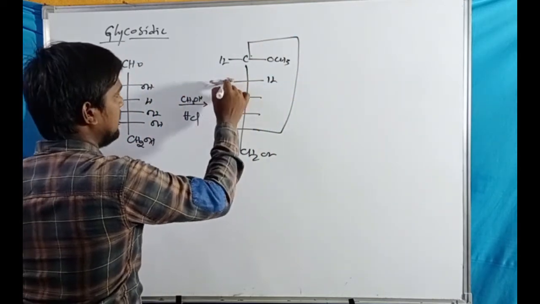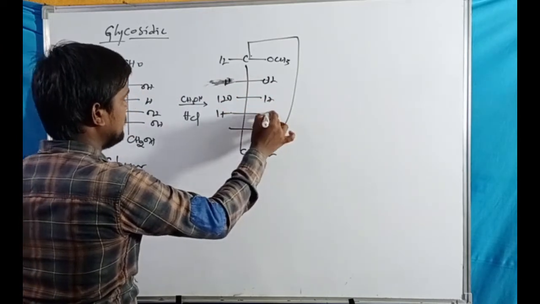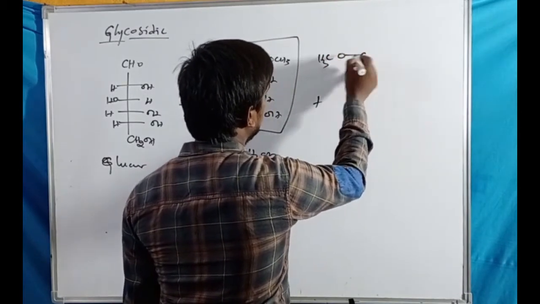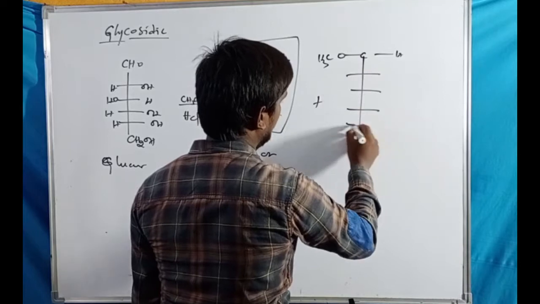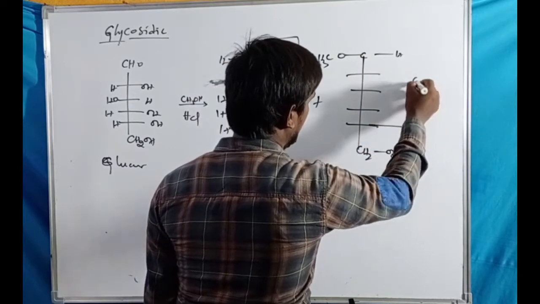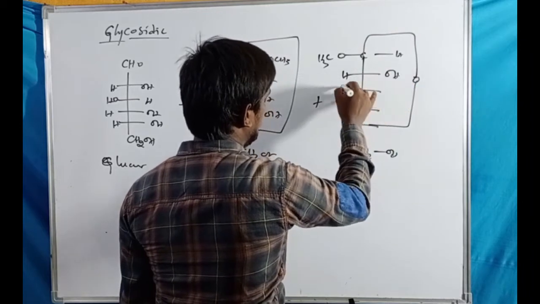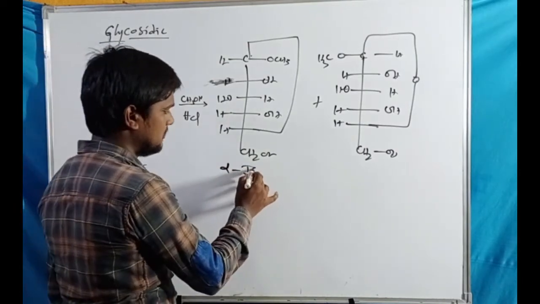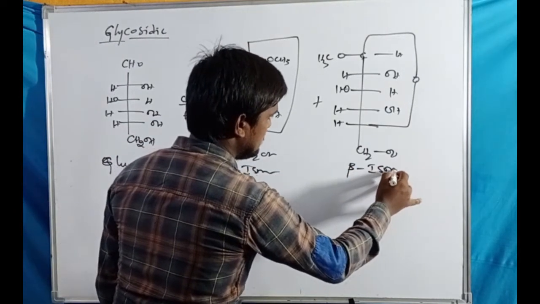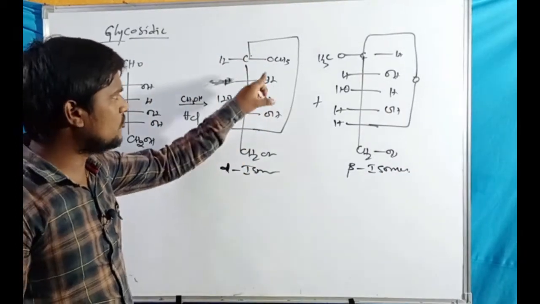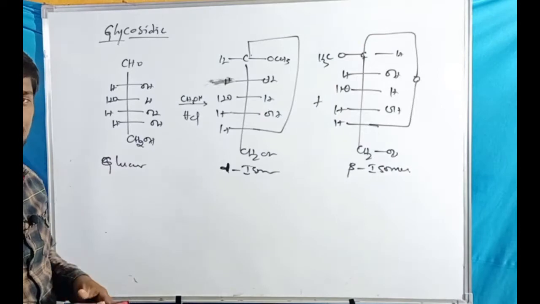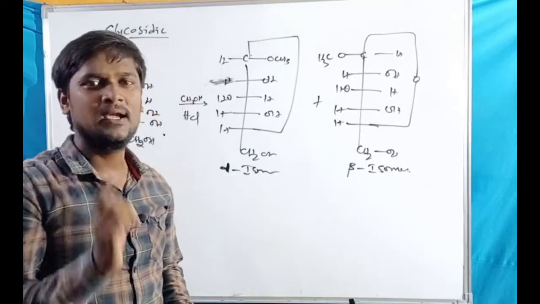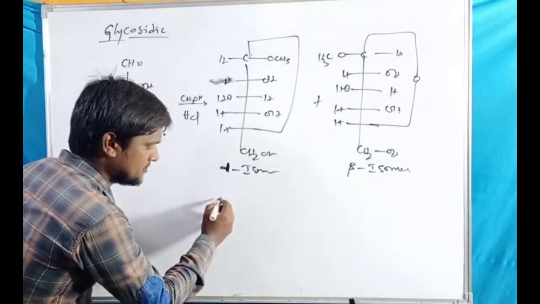OH, OH, OH, HOH, H. Now here is one of the isomers. Again, it forms another isomer, OCH3, H, CH2OH. This is the alpha isomer. This is the beta isomer. Here it forms only one isomeric form, that is the alpha position only. Although it has several OH groups, it exclusively forms only one monoether.